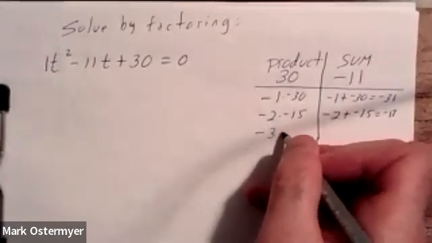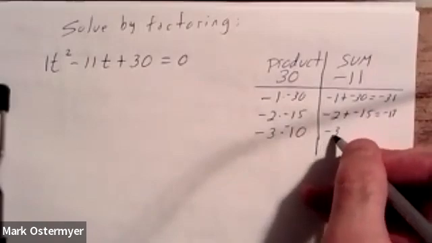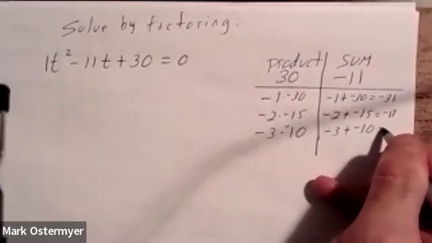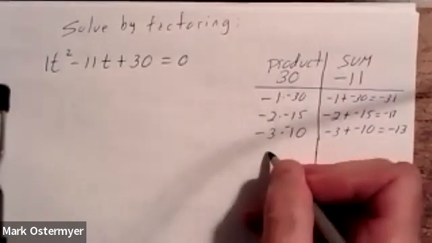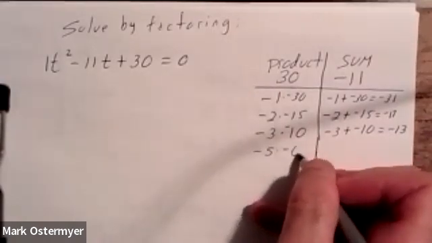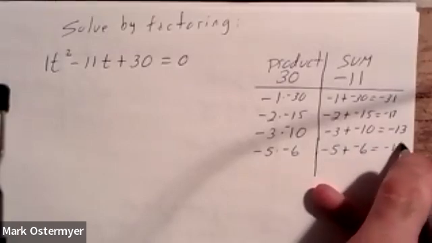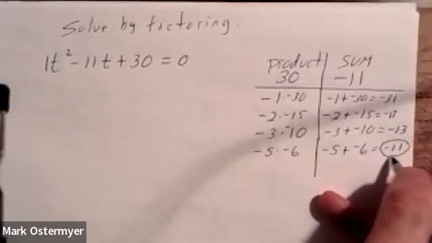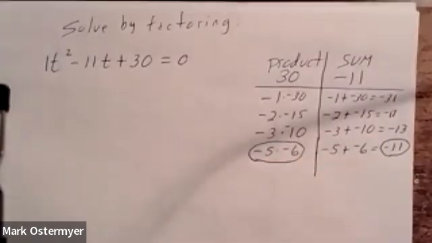Negative 3 and negative 10. No, these add up to negative 13. We're getting closer though. Still no cigar. 4 doesn't go into 30, but 5 does. Negative 5 and negative 6. What do these add up to? Oh, they add up to what we need, ladies and gentlemen, negative 11. Our two factors are negative 5 and negative 6.